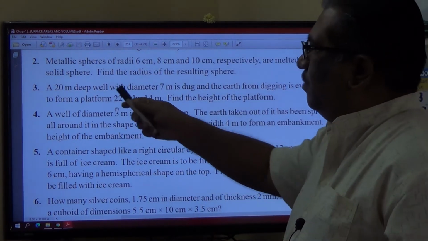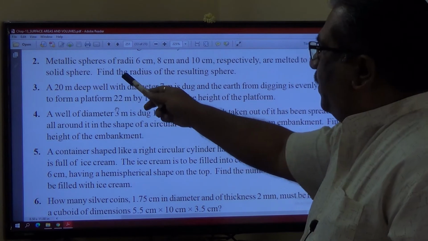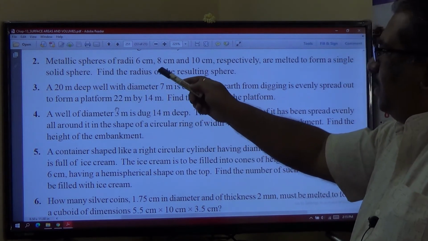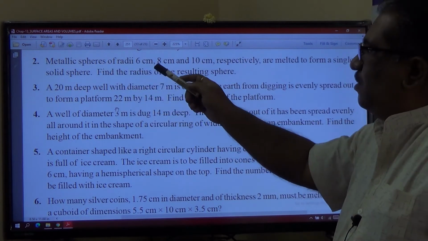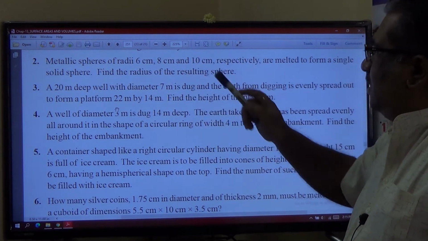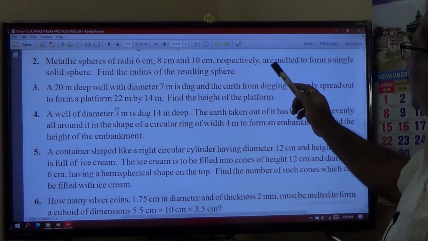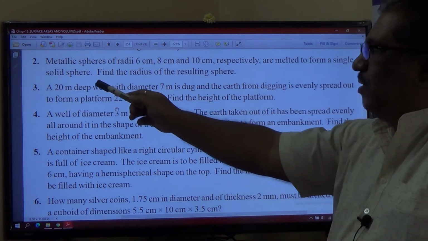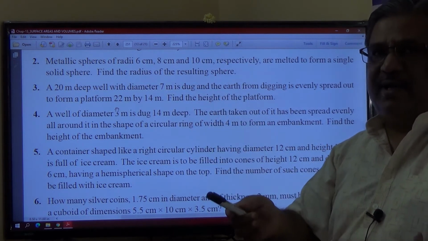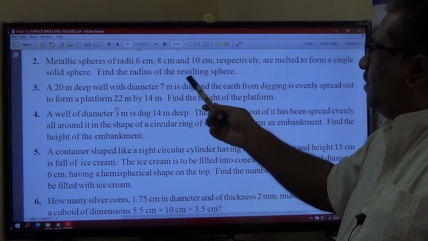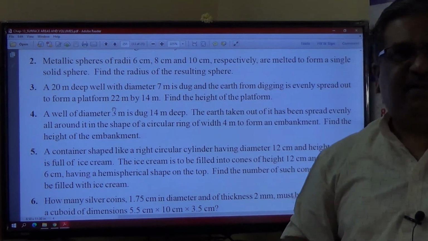Next is question number 2. Metallic spheres of radii 6 centimeter, 8 centimeter and 10 centimeter. These are 3 spheres of radii 6, 8 and 10 centimeter respectively. These are melted to form a single solid sphere. So the resulting shape is also a sphere. Find the radius of the resulting sphere. So let us solve this on the board.